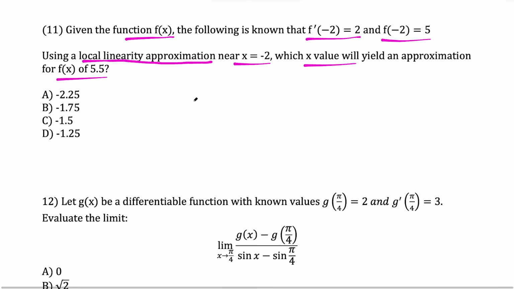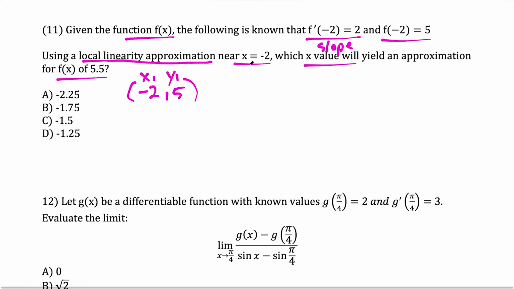So this time around, we're still going to be writing the equation of a tangent line, but this time we're going to set the y value equal to 5.5 and solve for the x. So first, let's write the equation of our line. So the point is negative 2, 5. That's the point they gave us. This is our x1, y1. And then we have a slope here of positive 2.